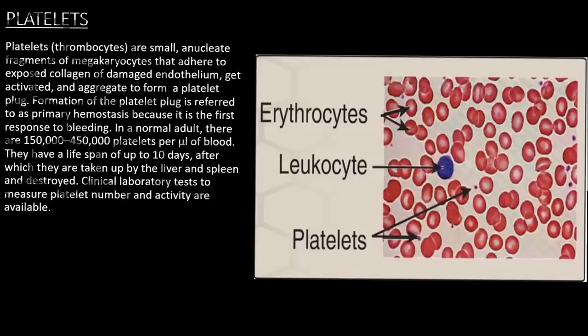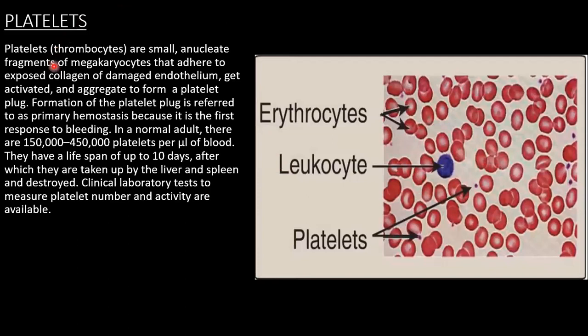Now, let's start with what are platelets. Platelets are also known as thrombocytes, and they are small anucleate fragments of the megakaryocytes that adhere to exposed collagen on damaged endothelium. They adhere to the collagen on the subendothelial zone. Then they get activated and aggregate to form a platelet plug.